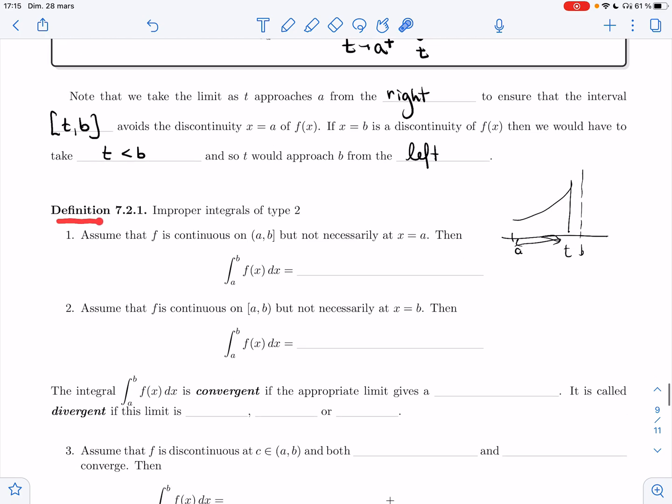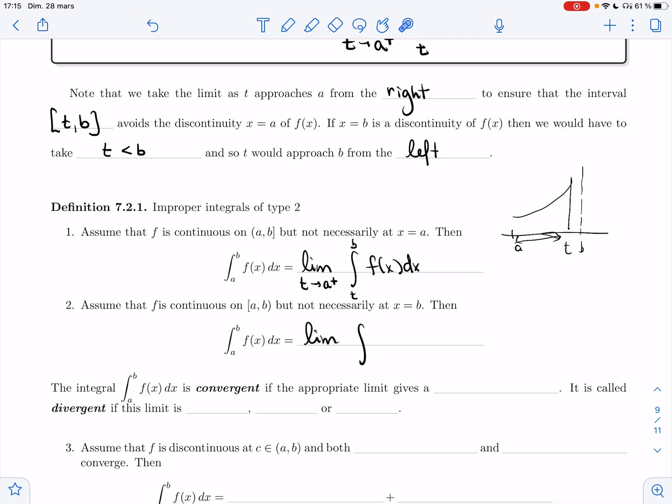All right, we're ready. Definition 7.2.1, improper integrals of type 2. Assume that f is continuous on (a, b], but not necessarily at a. Then the integral from a to b of f of x dx will be the limit. I replace the problem bound by t, and then I just take a second to remember that if the bound is the smallest one, then t must be bigger than that bound to be closer to b, so I'm going to take t approaching a plus.